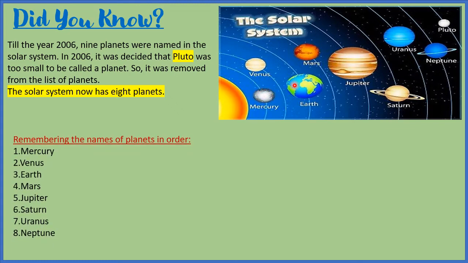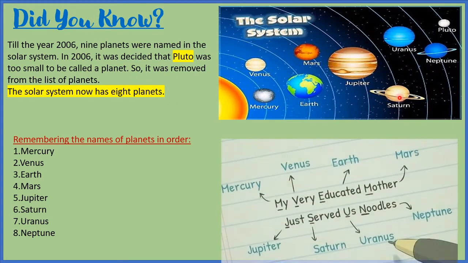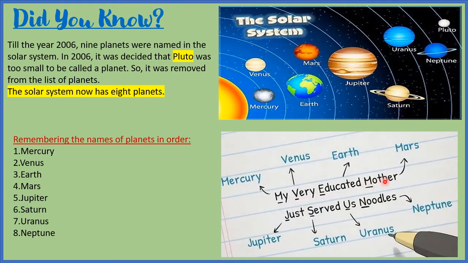Now, remembering the names of planets in order, that is Mercury, Venus, Earth, Mars, Jupiter, Saturn, Uranus and Neptune, we can memorize a simple English sentence. My very educated mother just served us noodles. And we take the first letter of each word. M for Mercury, V for Venus, E for Earth, M for Mars, J for Jupiter, S for Saturn, U for Uranus, N for Neptune. My very educated mother just served us noodles.